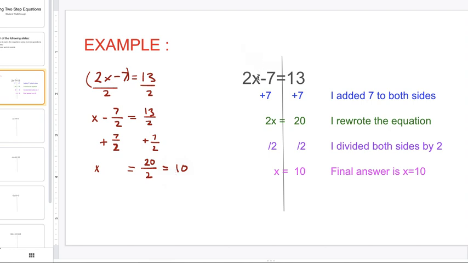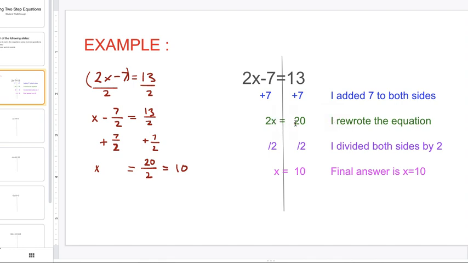So the idea here is that we're actually doing what we're supposed to do first. We're going to work our way towards the variable rather than attacking the variable first. We're going to work our way from the outside in towards the variable, and we're going to describe what we're doing each time. So we're adding 7 to both sides here. Then we rewrote the equation. Another way of saying this is we combined like terms.